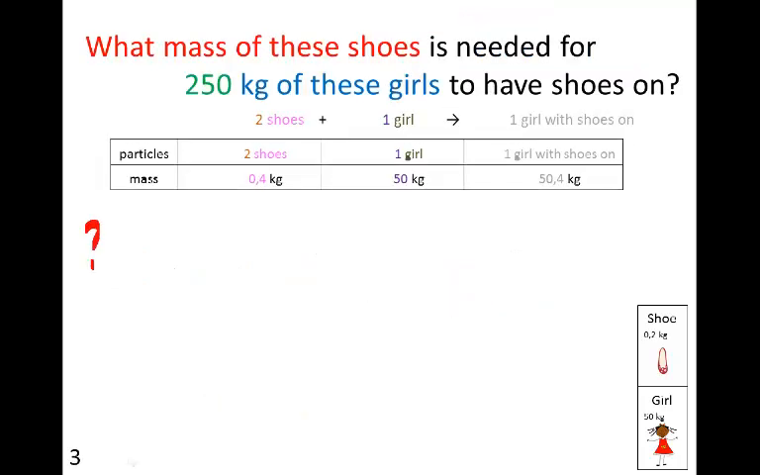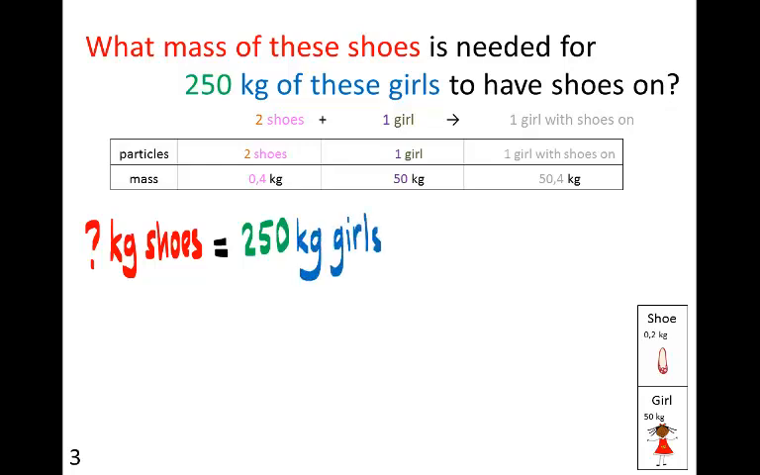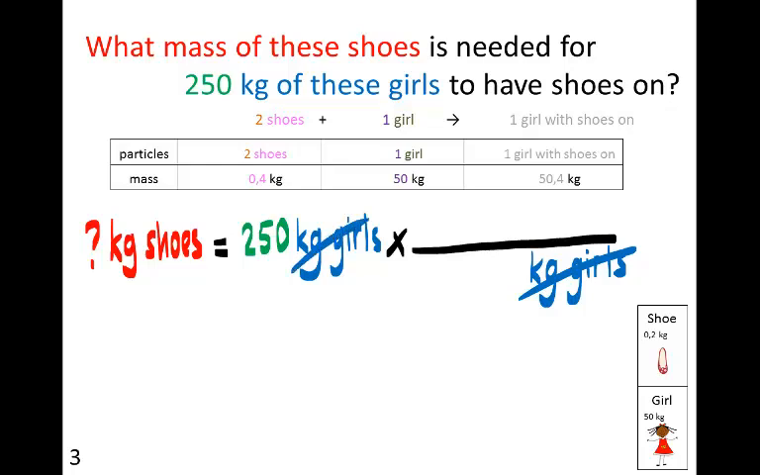What mass of these shoes? How many kilograms of these shoes? It's important to write kilograms of what, not just kilograms, otherwise you're going to get confused. Is needed for 250 kilograms of these girls. Again, don't just write kilograms, because then you'll get confused. Are you speaking about kilograms of girls or of shoes? So that they have shoes on. So we need a conversion factor with kilograms of girls at the bottom to cancel kilograms of girls away. Do you see how important it is that we do specify kilograms of what? Otherwise we wouldn't have known that we could cancel that. And kilograms of shoes at the top.